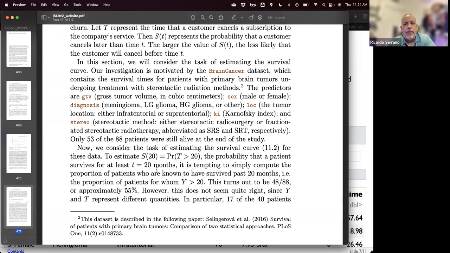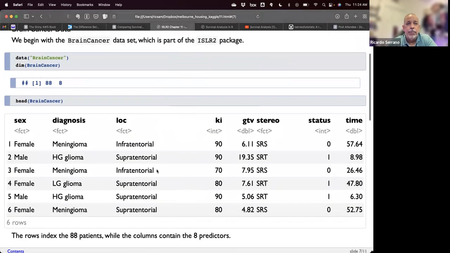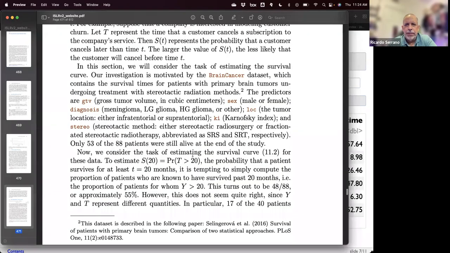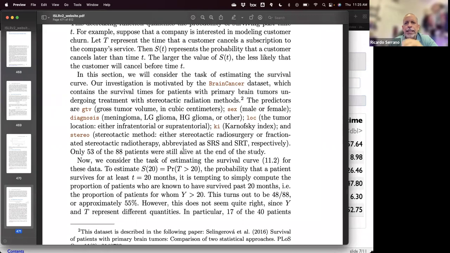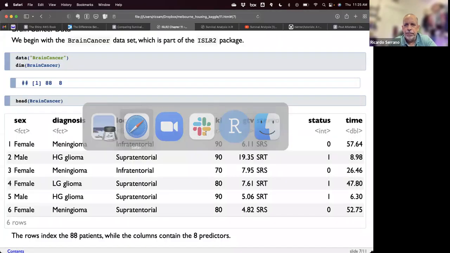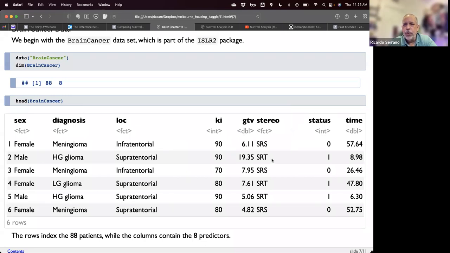Some of the features in this data set are, for example, the gender. They have a diagnosis, and there are different diagnoses: meningioma, HG glioma, LG glioma. Then the location of the tumor, infratentorial or supratentorial. Then you have something called KI, which is the Karnofsky index, which is related to the types of therapy. Then you have the method of the therapy, the stereotactic: SRS or SRT.